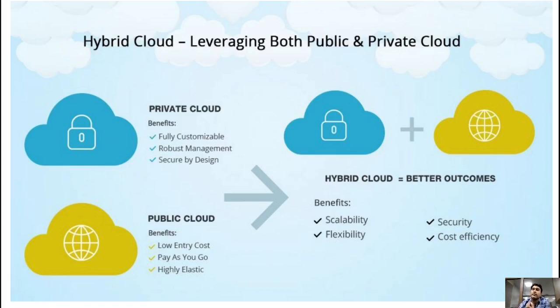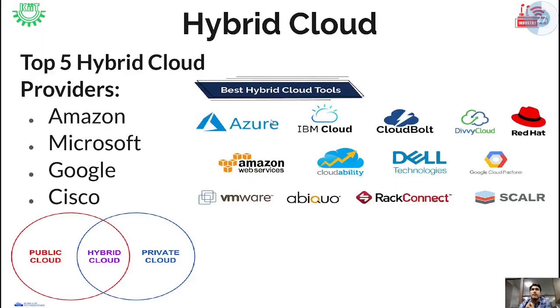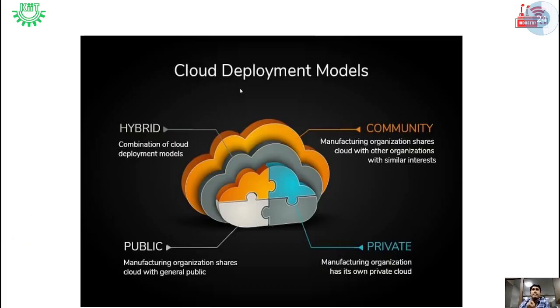So the clouds that exist nowadays, the Google Cloud or the Amazon Web Services or the Cisco Cloud, these are all based on the hybrid mechanism, a combination of public and private cloud. So this slide shows you a lot of these hybrid cloud providers. Next is the community cloud.